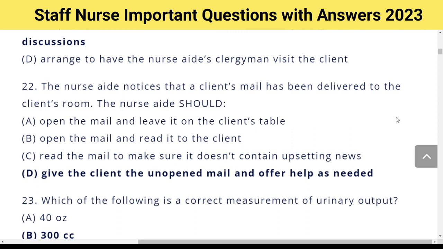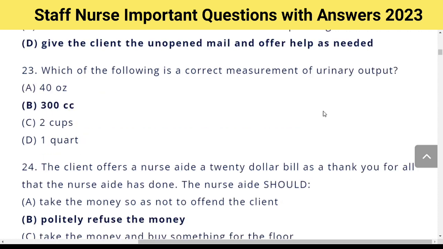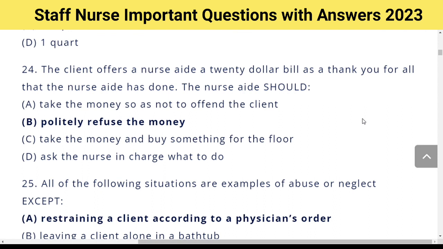Question number 22, the nurse aide notices that a client's mail has been delivered to the client's room. The nurse aide should do option D, give the clients the unopened mail, offer help as needed. Question number 23, which of the following is the correct measurement of urinary output? Option B, 300 cc. Question number 24, the client offers a nurse aide a $20 bill as a thank you for all that the nurse aide has done. The nurse aide should do option B, politely refuse the money.